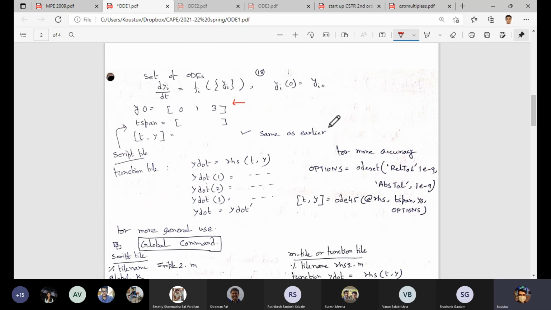Typically, in the case of ordinary differential equations, we use ODE45. So do you have any idea what algorithm is used in ODE45? At least let me see if you know it. What is the algorithm that we use in ODE45?